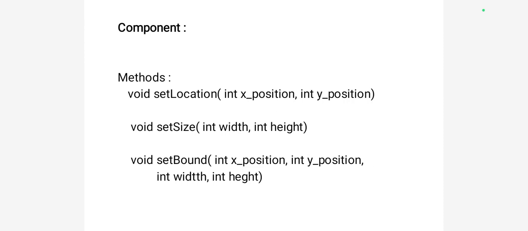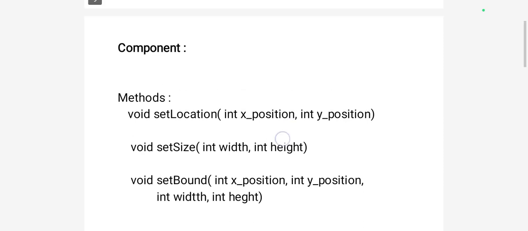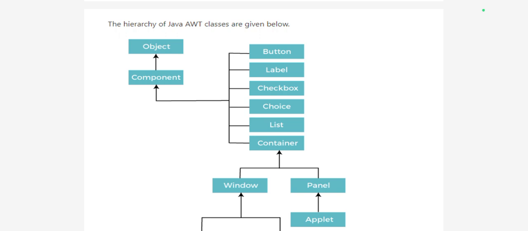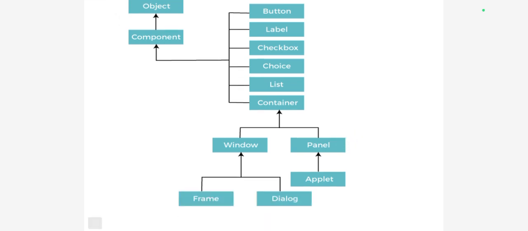We'll see here one by one. The first one is component. Component is the superclass of all graphical classes, as we already saw in the previous figure, from which a variety of graphical classes can be derived, like button, labels, checkboxes, choice boxes, list box, etc.